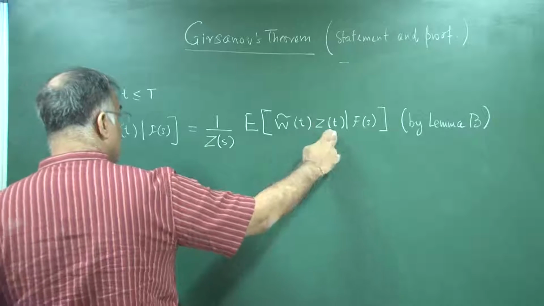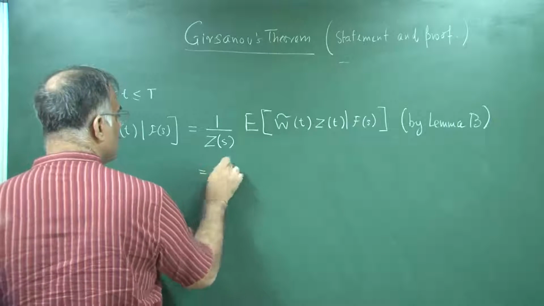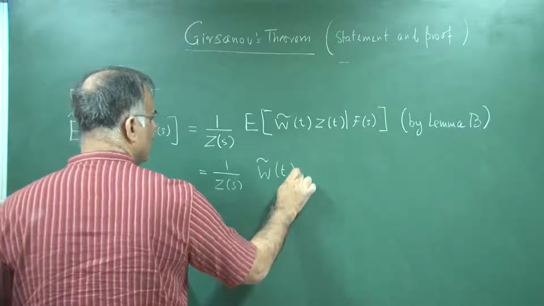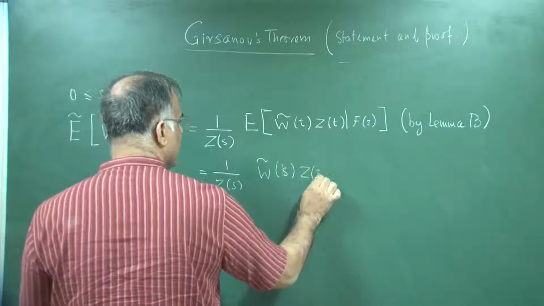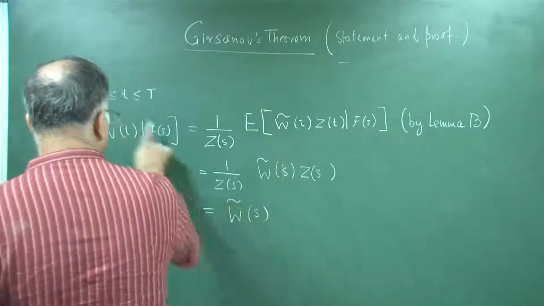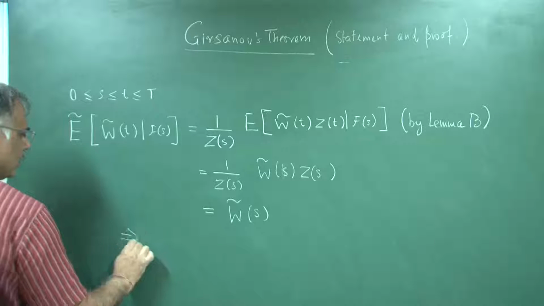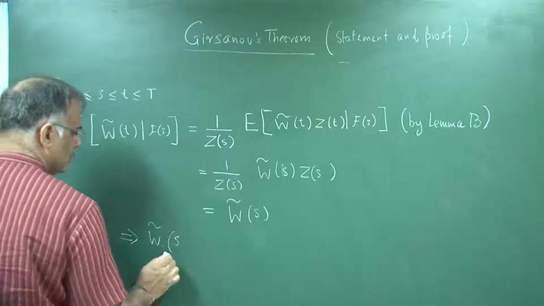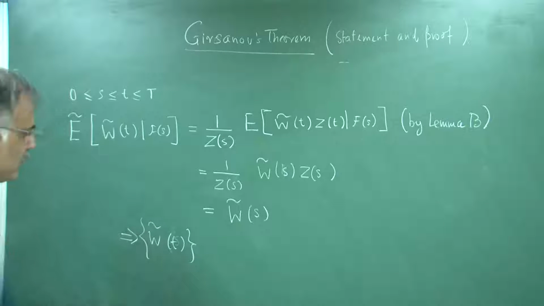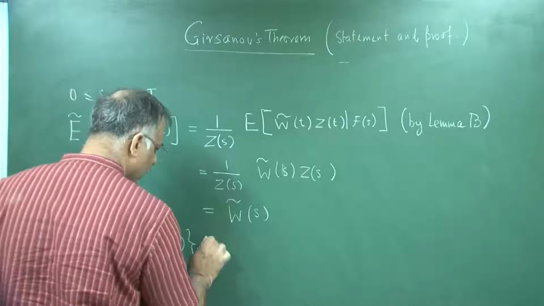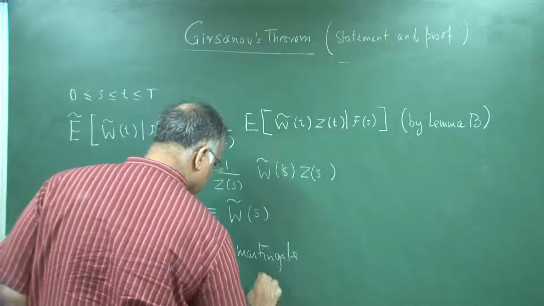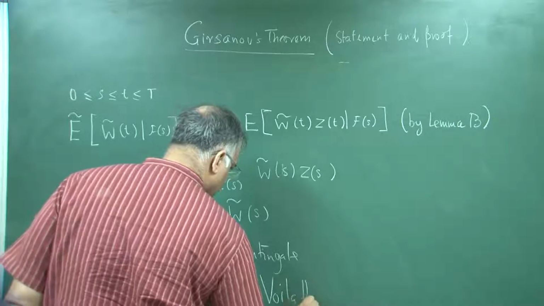Now W tilde t Zt we just proved to be a Martingale. So by the very definition of Martingale, this simply means W tilde s Zs, and that simply gives me W tilde s. That is what we started to prove. This would imply that W tilde t is a Martingale, and that completes the requirements of Levy's theorem, and hence the result. And as the French would say, voila, that is it.